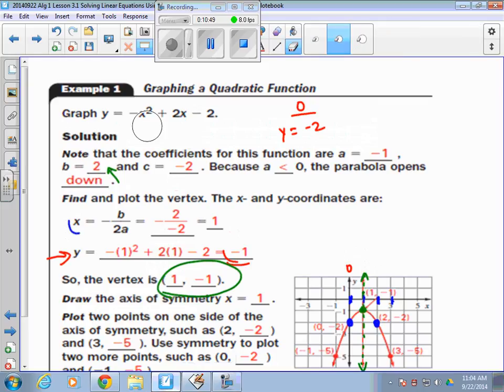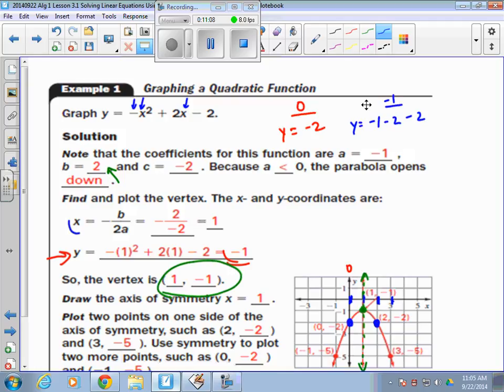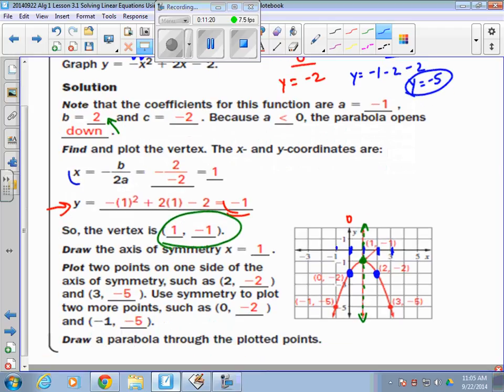So when you plug in -1 here, -1 squared is going to be 1, and then you multiply it by the negative up front, so you have -1. 2 times -1 is -2, and then -2. So this is when x's value is -1. -1 minus 2 is -3. -3 minus 2, y's value is -5. So when x is -1, that's this one here, y's value is -5.